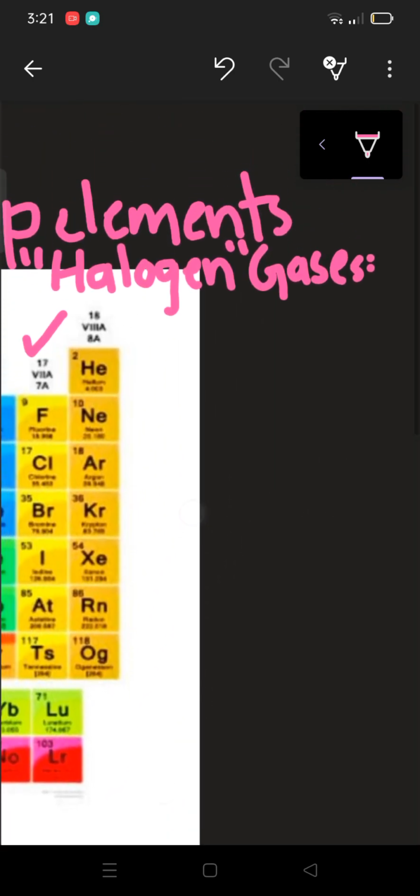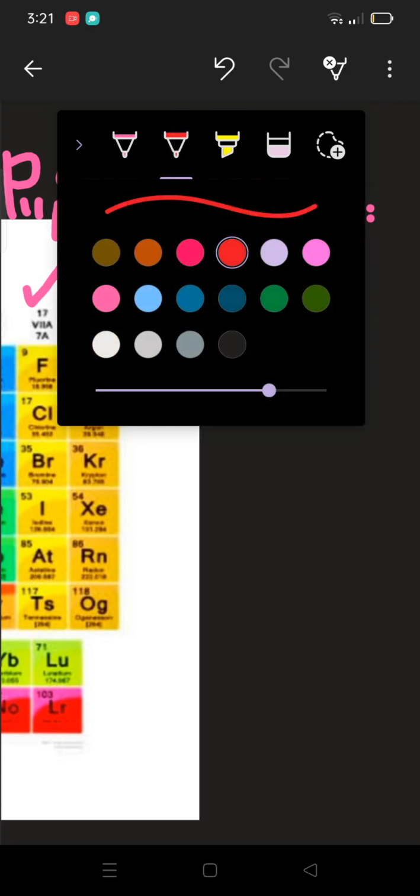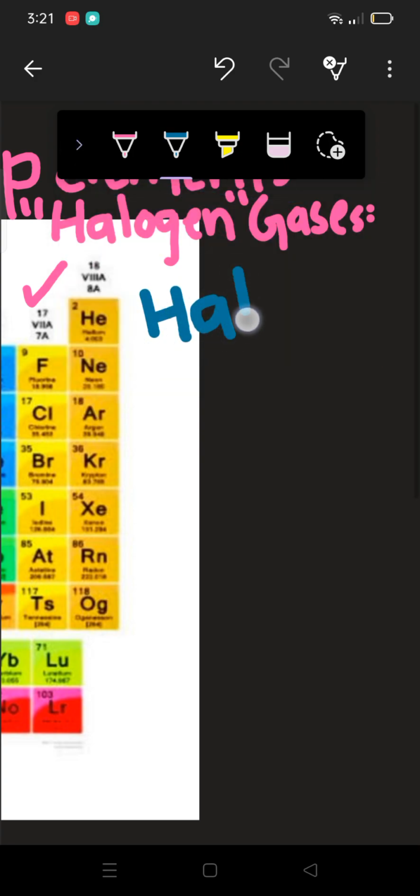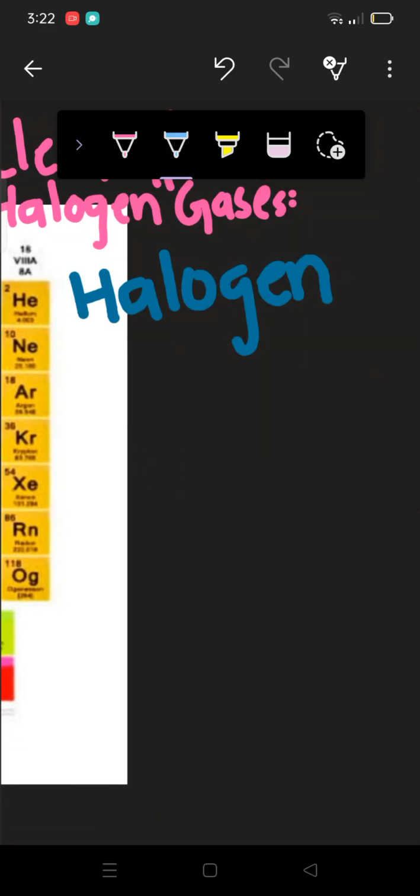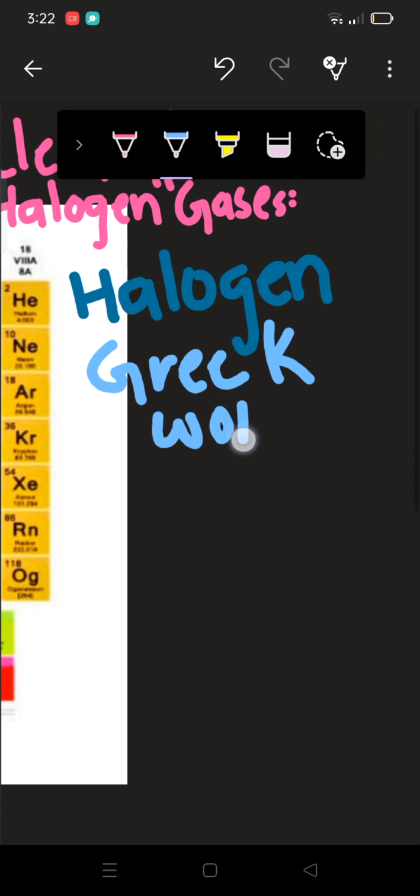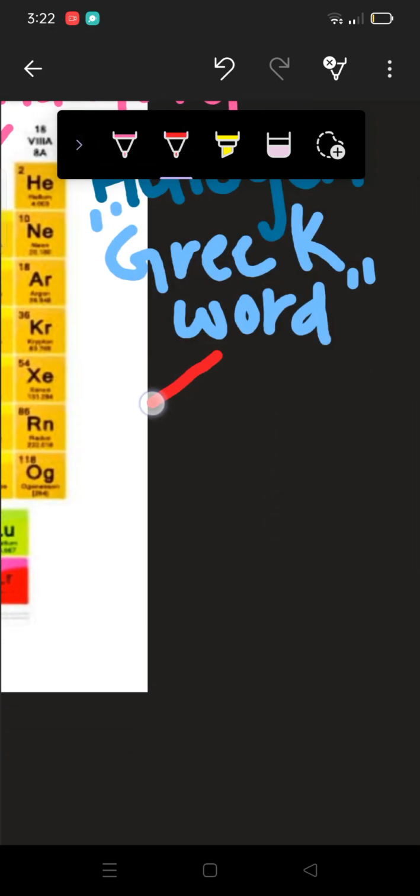So now what are halogens, or what is the meaning of halogen? Let's check that first. Halogen is a Greek word. Let me write it down. Halogen is a Greek word which is the combination of halo and gen.